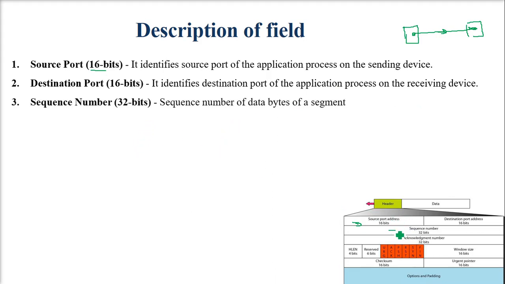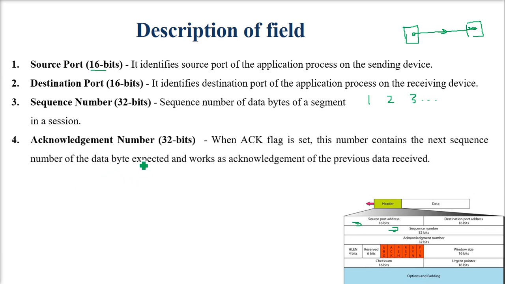Then we have the sequence number. This sequence number is 32 bits. It is the sequence number of the data bytes of a segment. Like this is the first one, this is the second one, this is the third one. In a session, it shows how much content is going and how it is arranged, and it will be accepted in that particular arrangement only.